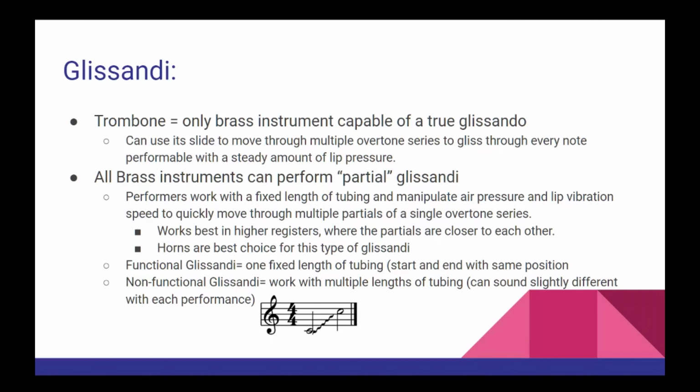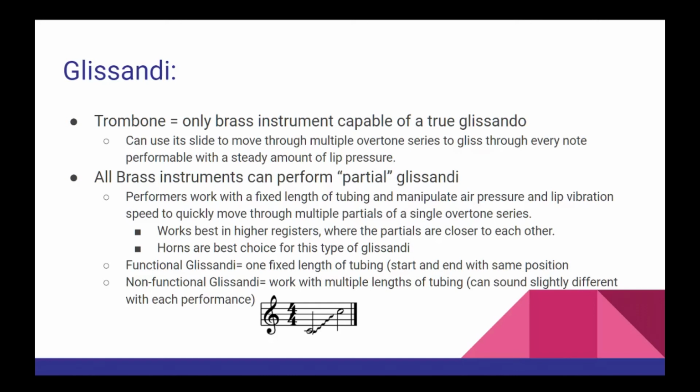However, the trombone and every other brass instrument can also perform a partial gliss. This is where the performer works with a fixed length of tubing and manipulates their air pressure and lip vibration speed to quickly move through the multiple partials of a single overtone series.